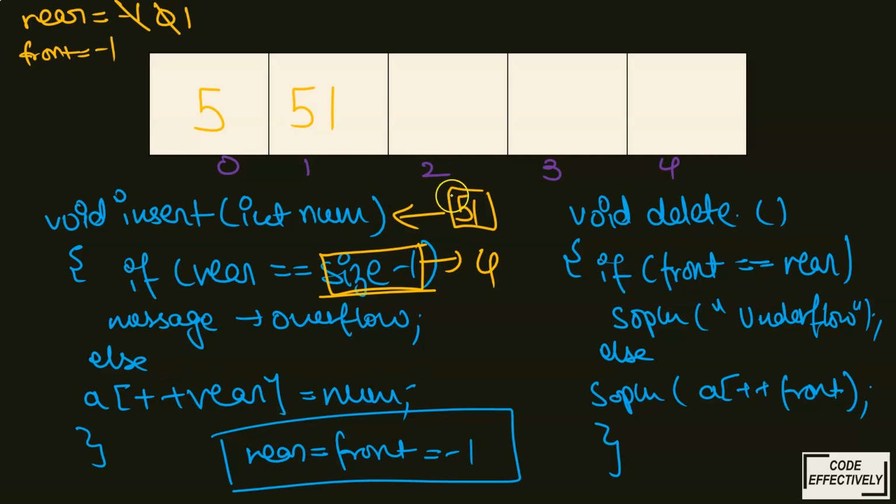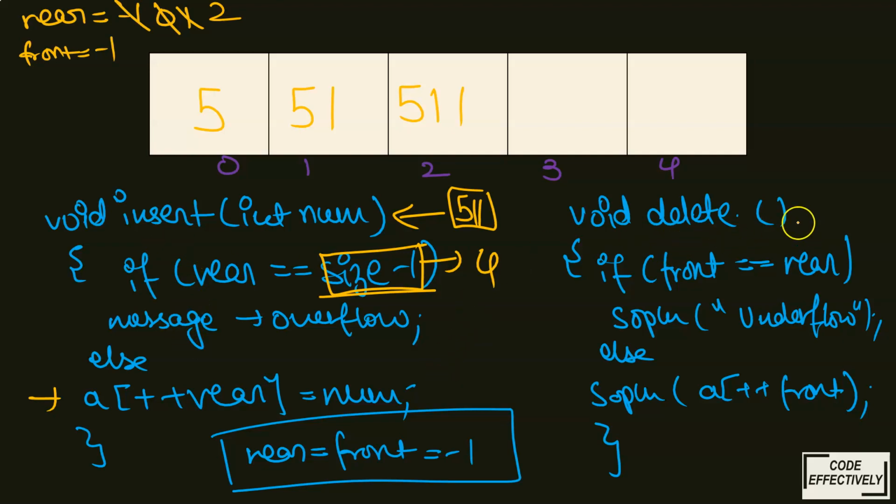Again the user wants to input a number, let's say 511. Okay, so now it will again check if rear equals size minus 1. What is the value of rear now? 1. Is 1 equal to 4? Condition false. So it will go to the else statement. A[++rear] equals num. So what will be the value of rear now? Plus, so it will be 2. So A at 2 equals num. So what is our num? Okay, this is my quite easy simple insertion operation.